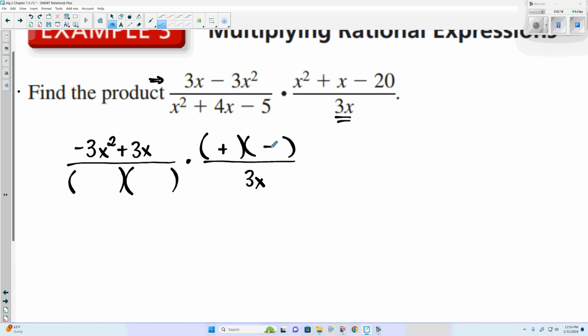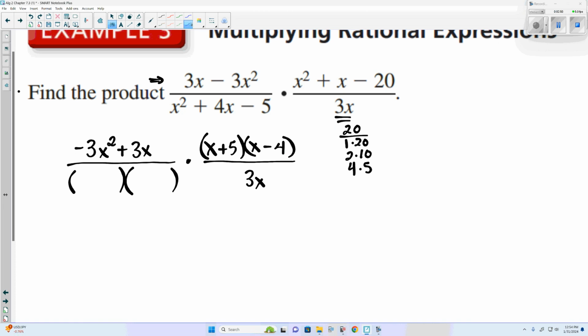Since our third term is negative, our signs are opposite. We have plus and minus. Now we need to look at the factors of x squared, which would be x and x. Now our factors of 20, there are a few: 1 and 20, 2 and 10, 4 and 5. Guys, let's focus in here. So we have 5 and 4. So we have x plus 5 times x minus 4.